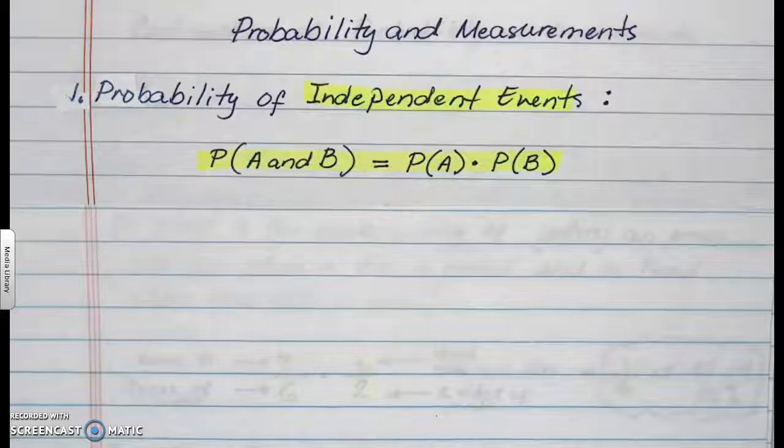Okay, welcome back. Our topic for today is on probability in measurements. The first type of probability that I'm going to discuss with you is the probability of independent events. It is given by the rule: probability of event A and event B happening is equal to the probability of event A times the probability of event B.